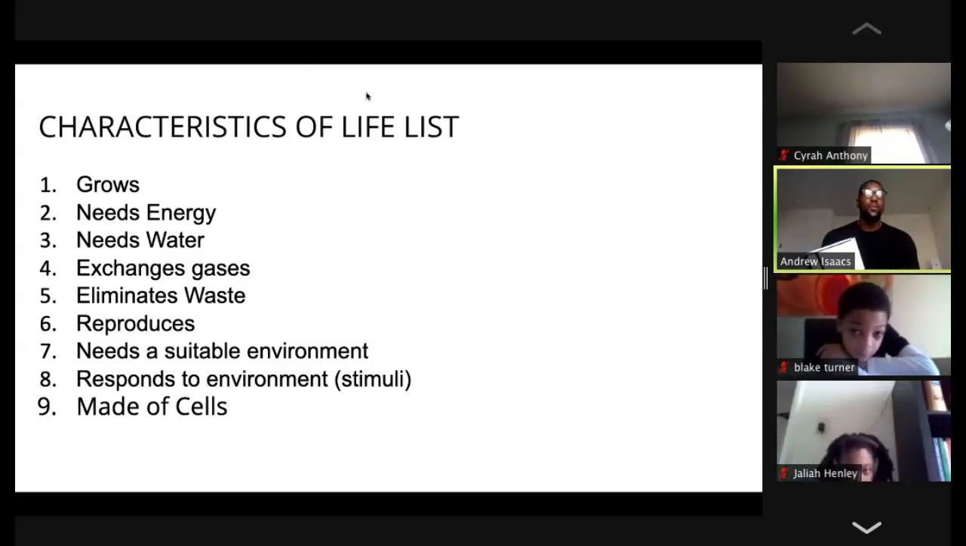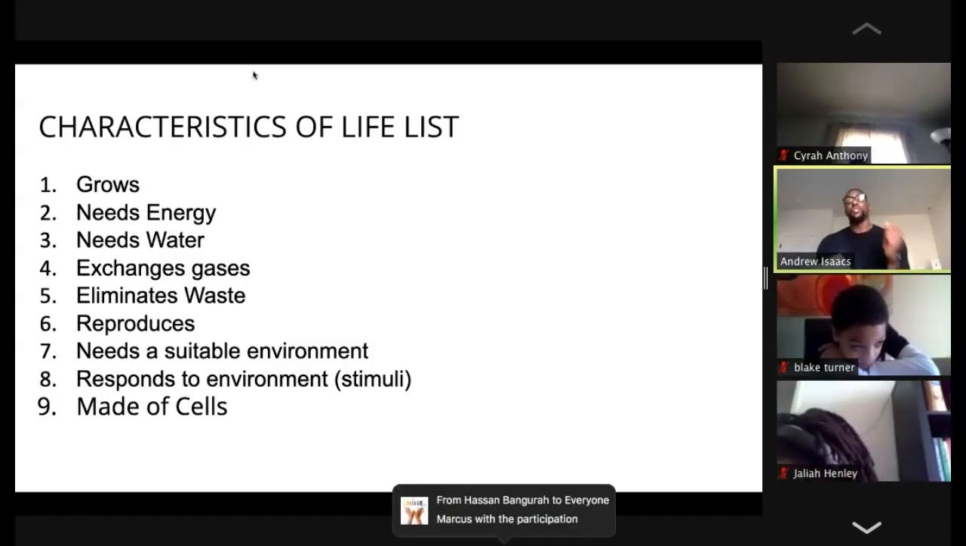The next thing was it needs water. Does bacteria need water? Thumbs up if you think it does. Thumbs down. See some thumbs down, some thumbs up. Yes, it does need water, right? When we saw that it was in the dish, the water was in the dish, so that's how it continued to multiply because it was in the water, okay?